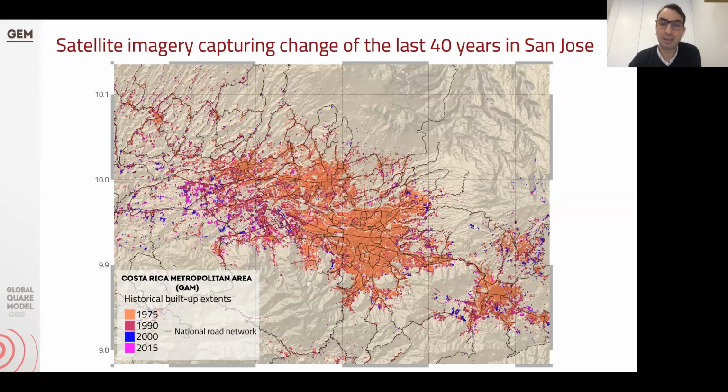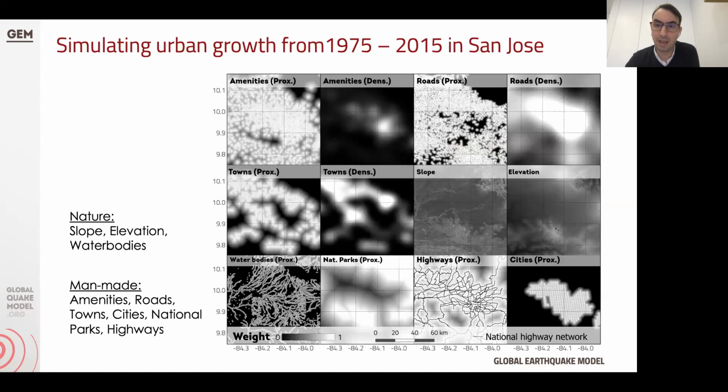We also know that the expansion of the cities is not random. It depends on the proximity to amenities, roads, towns, sometimes the slope, sometimes also the elevation, and also water bodies, national parks, highways, cities. So there's a lot of environmental and man-made data sets. And all of this nowadays is available because of initiatives like OpenStreetMap, also all the work that NASA does with the digital elevation model. So these are all data sets that we can basically collect almost at the global scale.